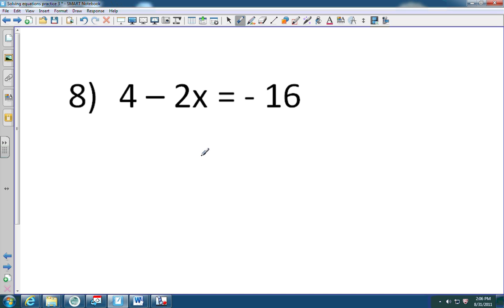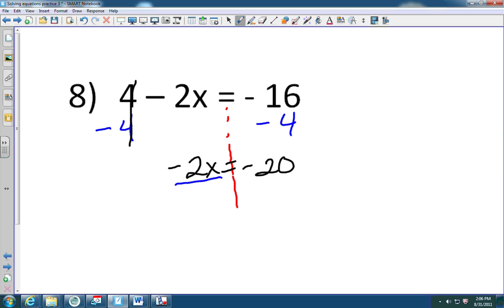Next, pause the video and come back and see how you did. Draw my dotted line. I will find, here's the positive 4, so I'm going to add or subtract. So I got to subtract 4 from each side. These cancel. Don't leave off the negative. I have negative 2x equals 16 negatives and 4 negatives is negative 20.